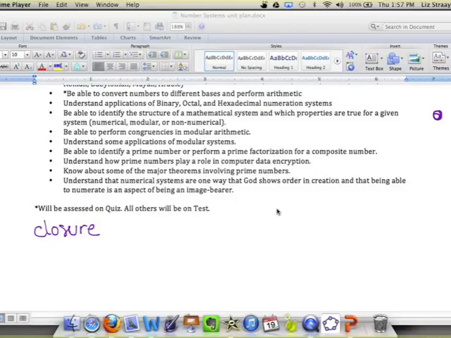Closure. Closure was something that we talked about when we talked about our non-numerical systems, where we had the chart and all the letters in there. What does closure mean? How can I tell if a system is closed? They're all the same letters. Yeah, and there's no new letters that come up.